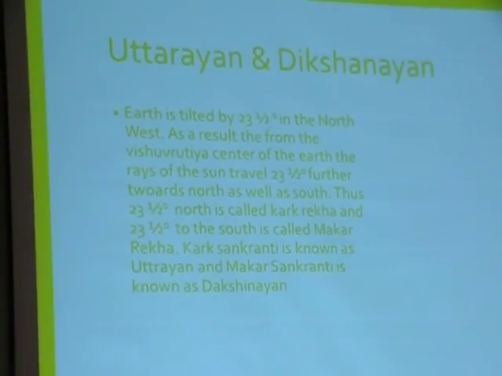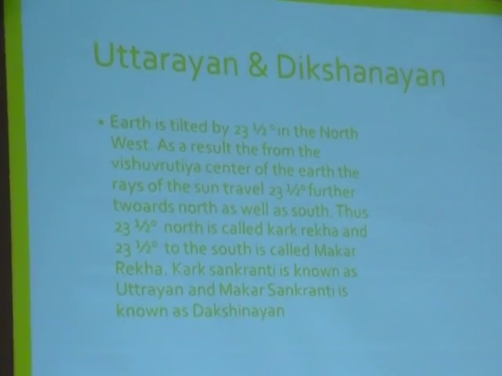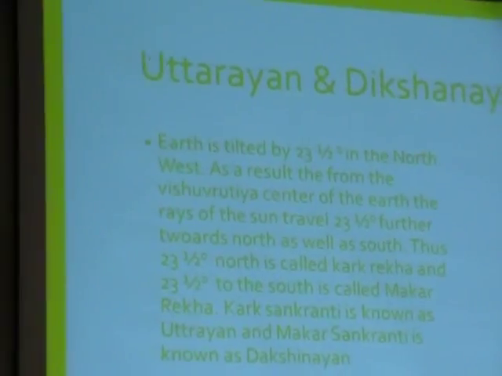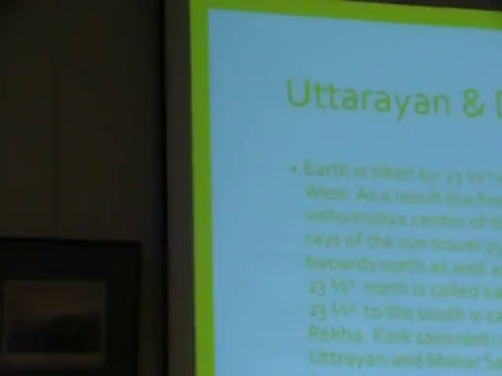And then the solar motion, the motion of the sun in the southern and northern hemisphere, the solstice, is taken into consideration. And you see the degrees, 23.5, the mathematical calculation behind it.